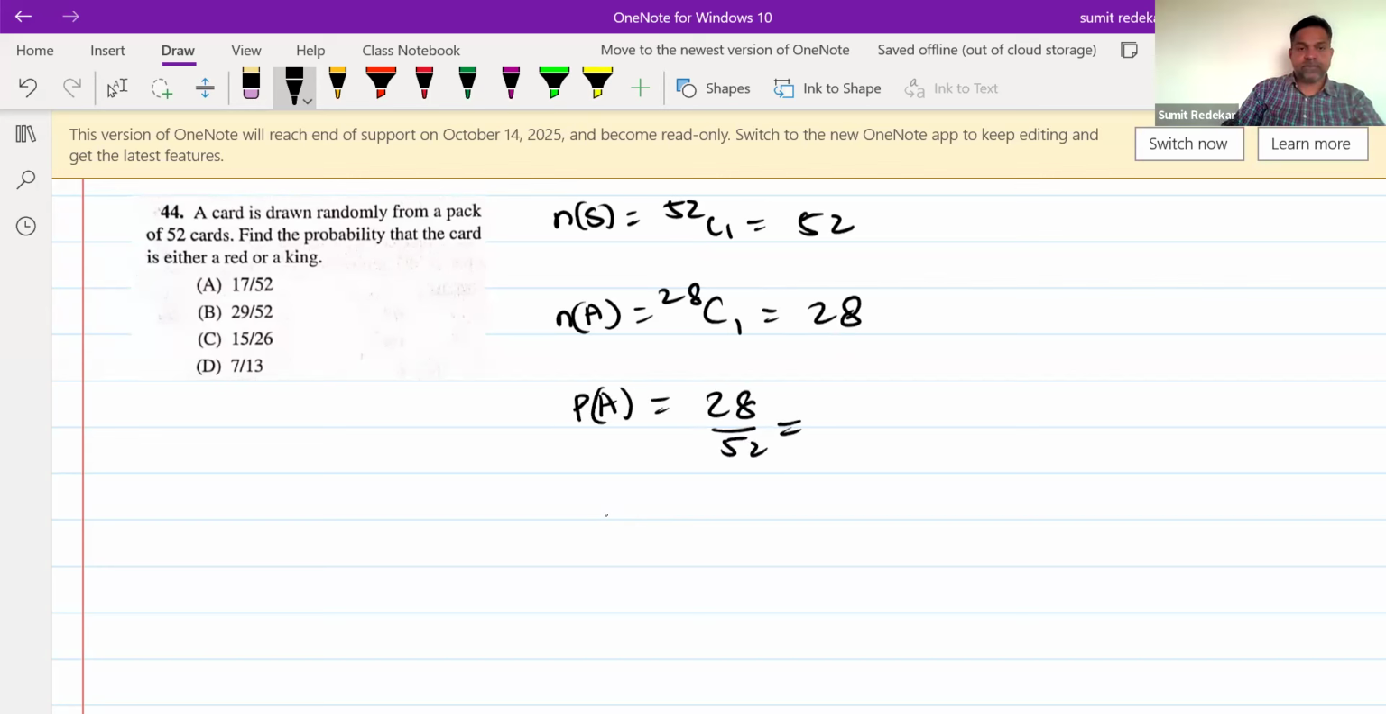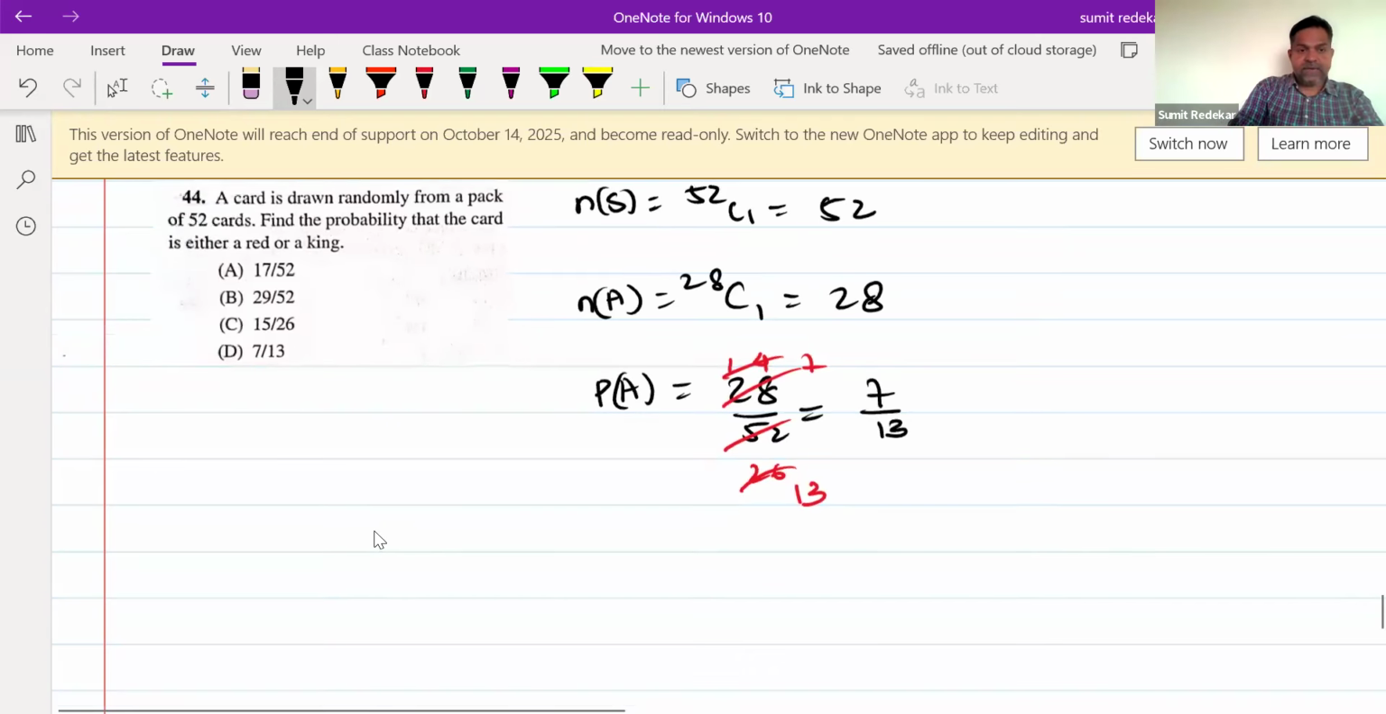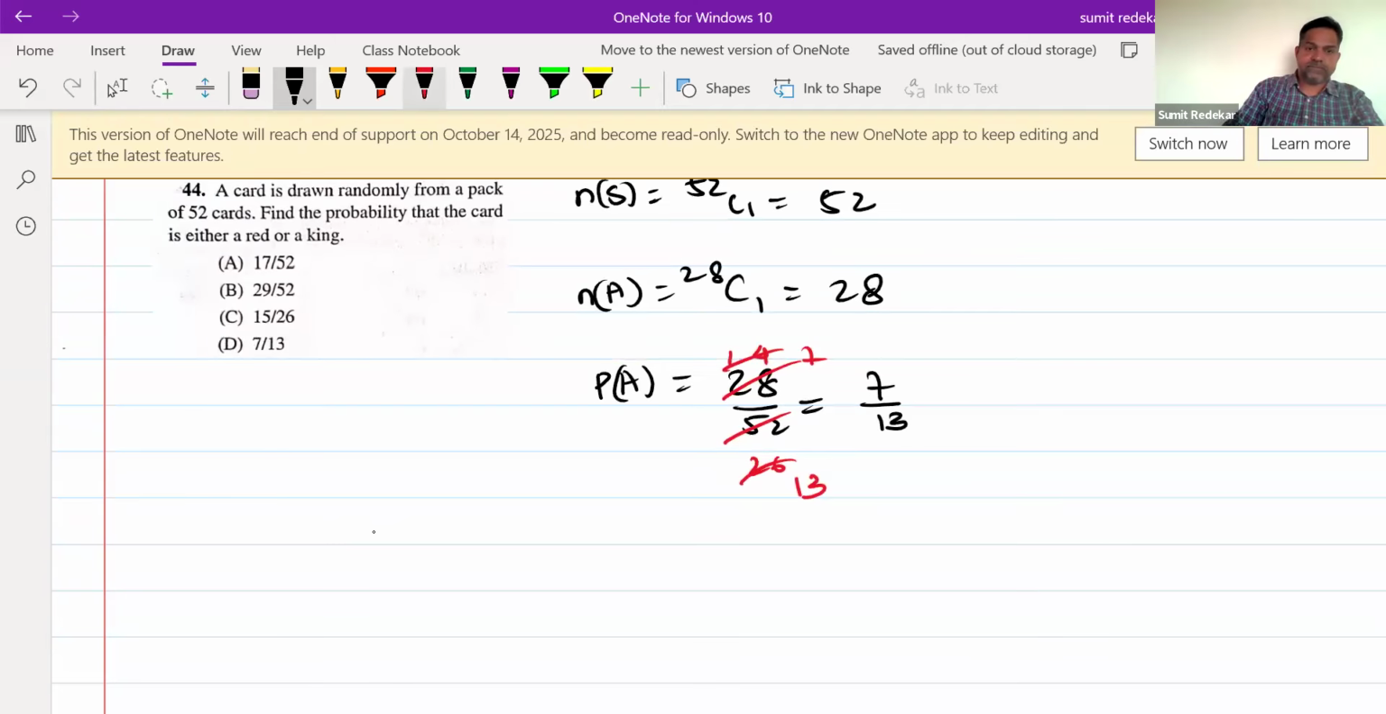अब इसमें क्या क्या जाता है? 2 पहले तो, so 2 1s are 2, 4s are, this is going to be 2 26s are, 2 7s are, and 2 13s are. The answer is 7 out of every 13, which should be D, according to me, should be the answer.